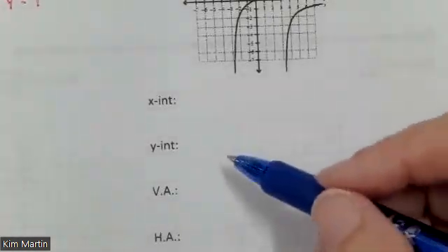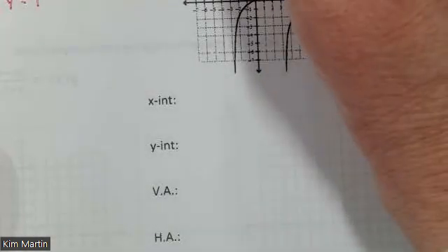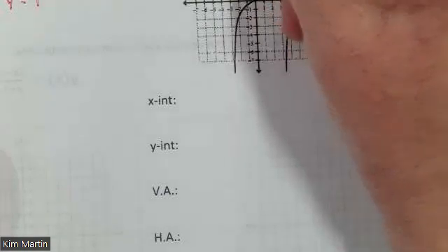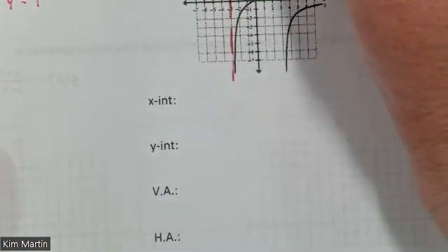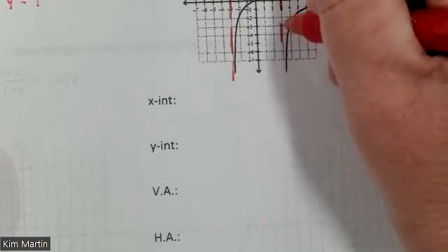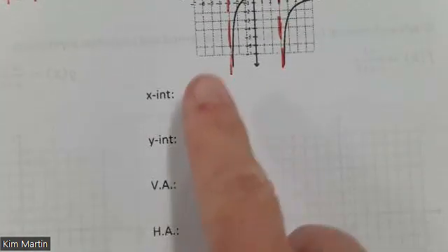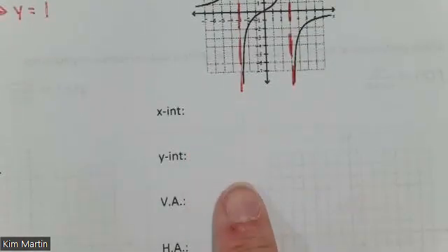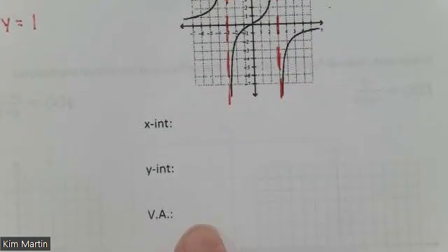I want you over here. We now are going to have 2 vertical asymptotes here, and you have one here. So what I want you to try on your paper is to find the x-intercept, find the y-intercept, and then the vertical asymptotes. You have 2 of them.